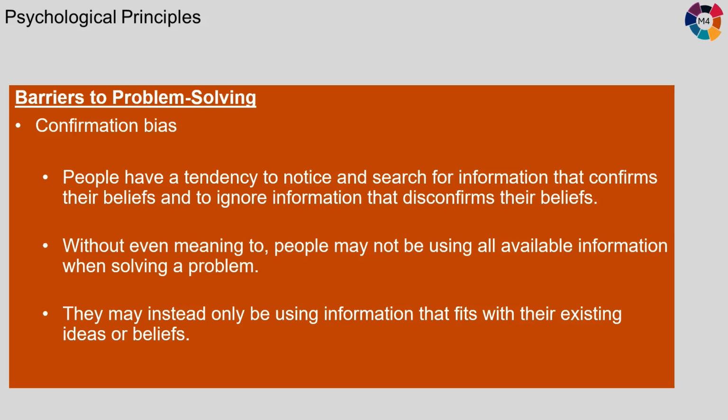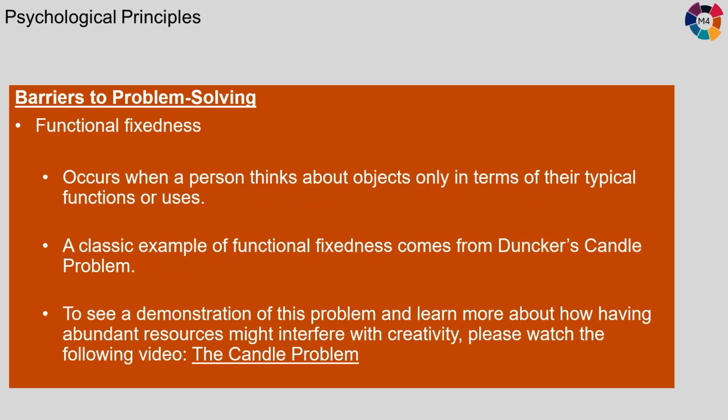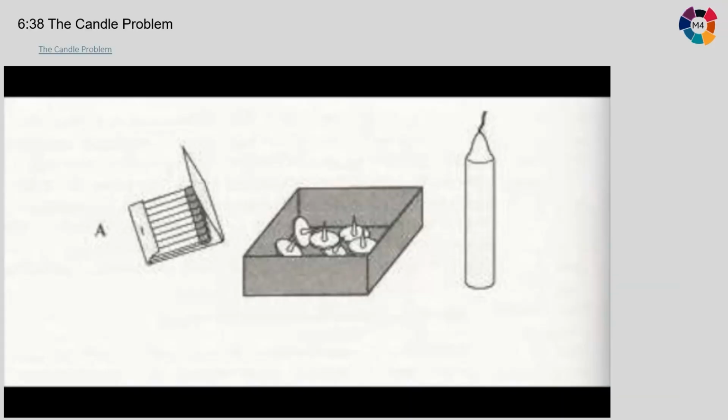Functional fixedness occurs when a person thinks about objects only in terms of their typical functions or uses. A classic example of functional fixedness comes from Duncker's candle problem. To see a demonstration of this problem and learn more about how having abundant resources might interfere with creativity, please watch this following video. This slide shows a video that will be linked below.